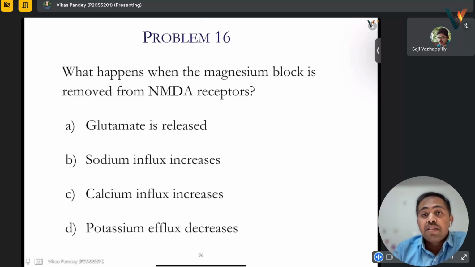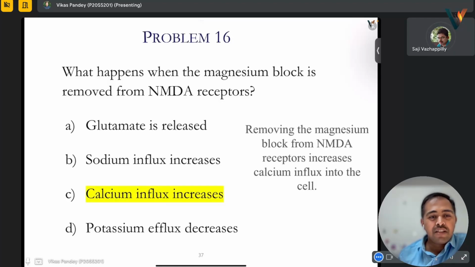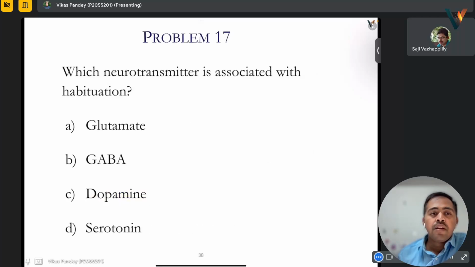What happens when the magnesium block is removed from the NMDA receptor? Glutamate is released, sodium influx increases, calcium influx increases, or potassium efflux decreases. It is B or C, right? So it is C: removing the magnesium block increases the calcium influx into the cell. Which neurotransmitter is associated with habituation? Glutamate, GABA, dopamine, or serotonin?